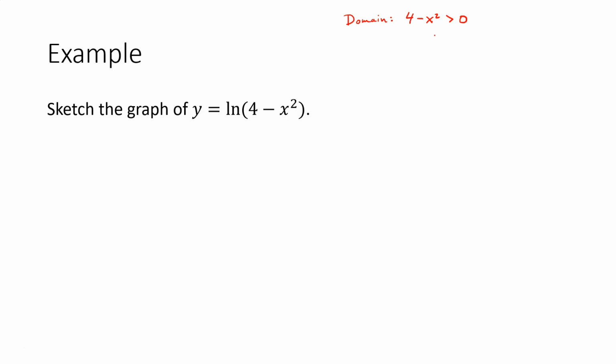And what would this be? Well, this would be the same as saying x squared is less than 4, which means that x would be between -2 and +2. Okay, so there we see our domain should only consider the values of x between -2 and 2.